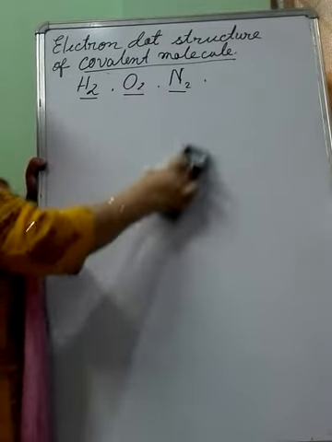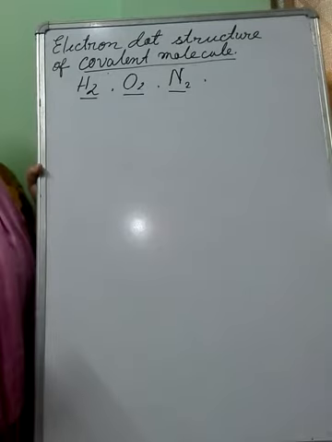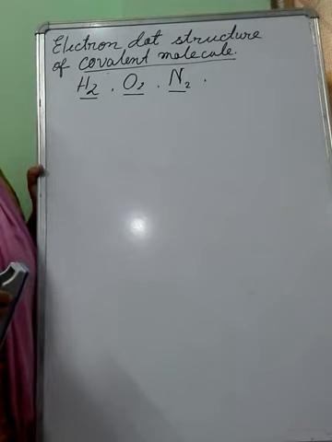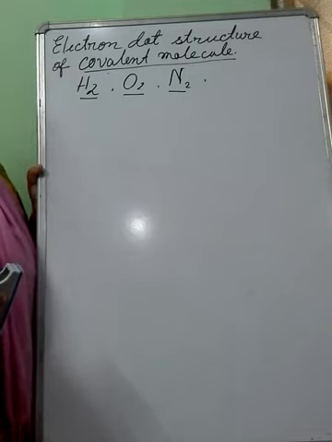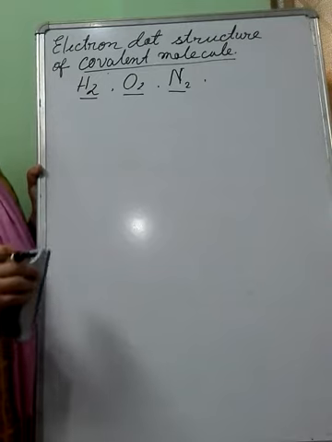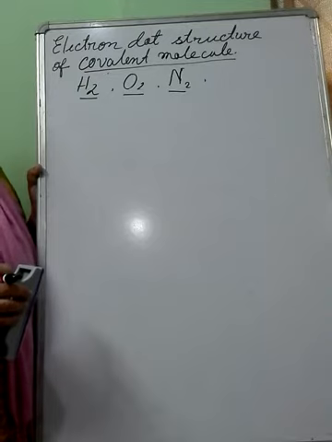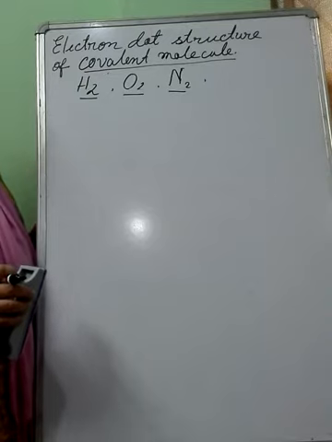The bond formed by sharing of an electron pair is called a covalent bond. There are three types of covalent bond. Single covalent bond, when one pair of electrons is shared between the atoms. Double covalent bond, when two pairs of electrons are shared between the atoms. Triple covalent bond, when three pairs of electrons are shared between the atoms.